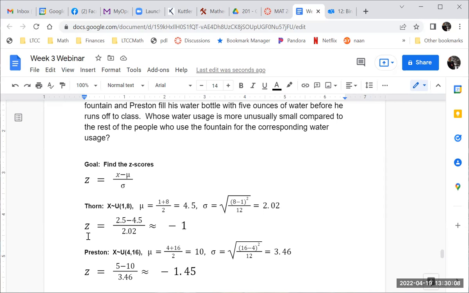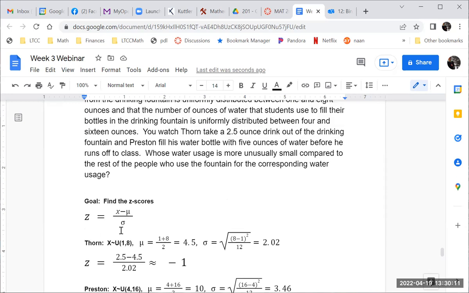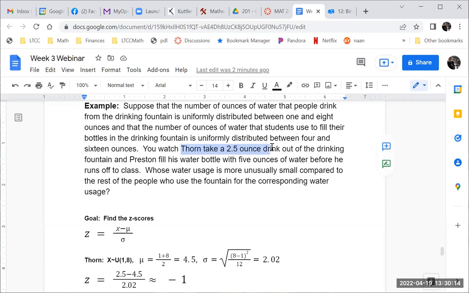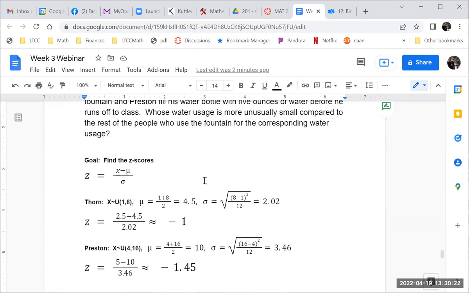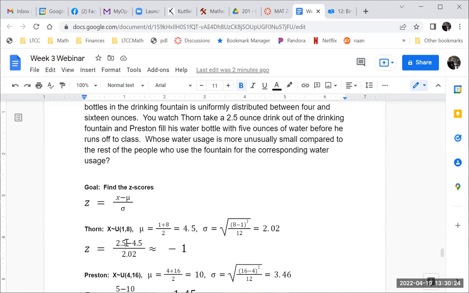Okay, then we go ahead and we find the z-score. And again, Thorn took a 2.5 ounce drink out of the drinking fountain. So for Thorn, we take 2.5 minus 4.5 divided by 2.02. When you do it in a calculator, don't forget you need parentheses around the numerator, or your calculator is going to do it in a way that's wrong. So it's parenthesis 2.5 minus 4.5 and the parenthesis divided by 2.02. And that gives you approximately equal to -1.